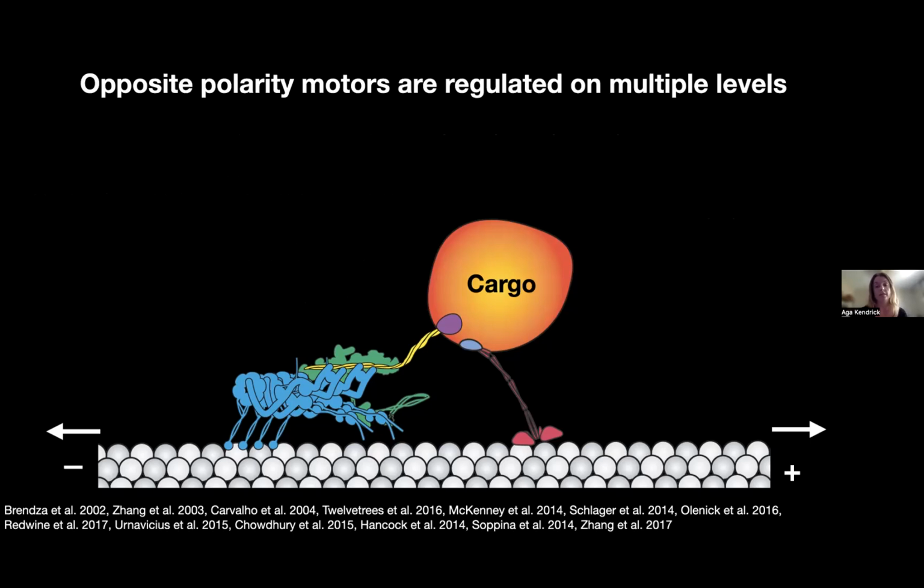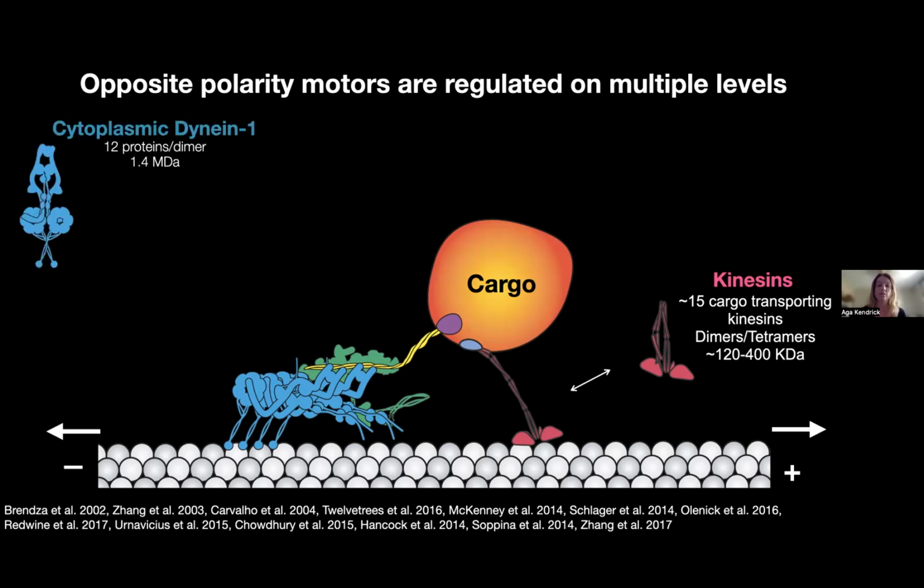All the plus-end directed transport is carried out by the kinesin superfamily, and kinesins can be auto-inhibited. And then upon release from auto-inhibition, kinesins can either bind to cargo directly or via adapter proteins.